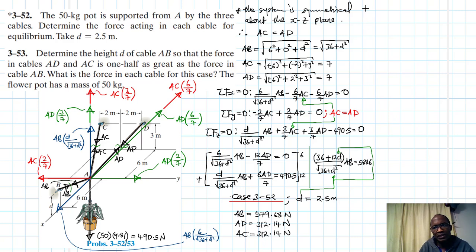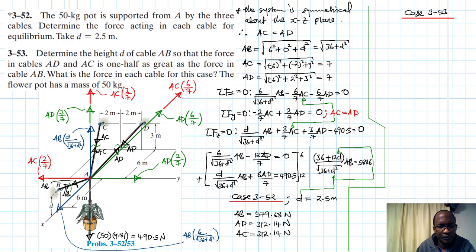Let's go to the second case. Let's take case 3-53. So we know that AC is equal to AD, okay? But we've also been told here that the force in cables AD and AC is 1/2 as great as the force in cable AB. So this is equal to 1/2 AB. So let's pick one equation that we can use here. Let's say we pick this one.